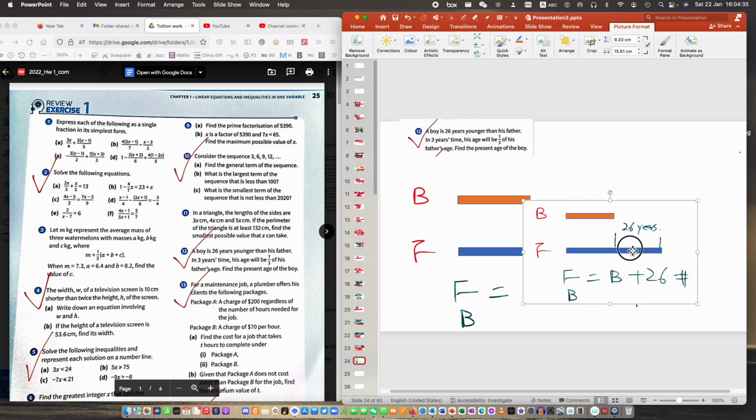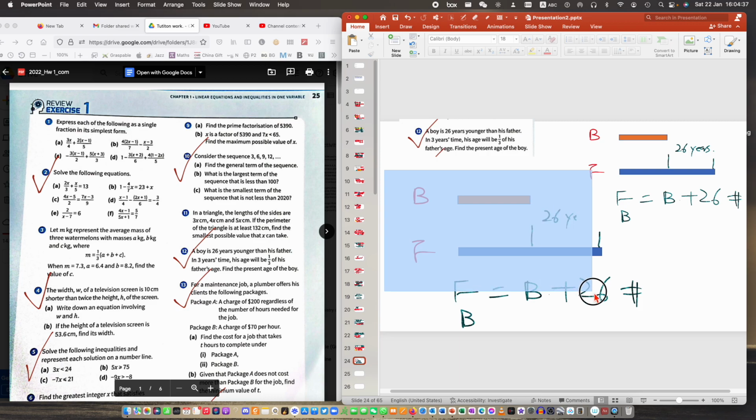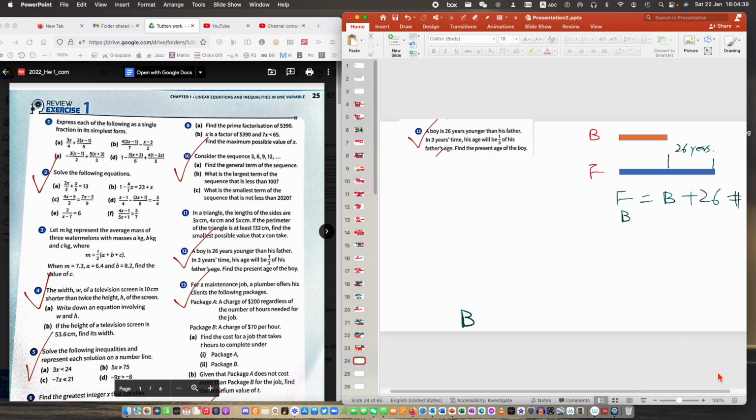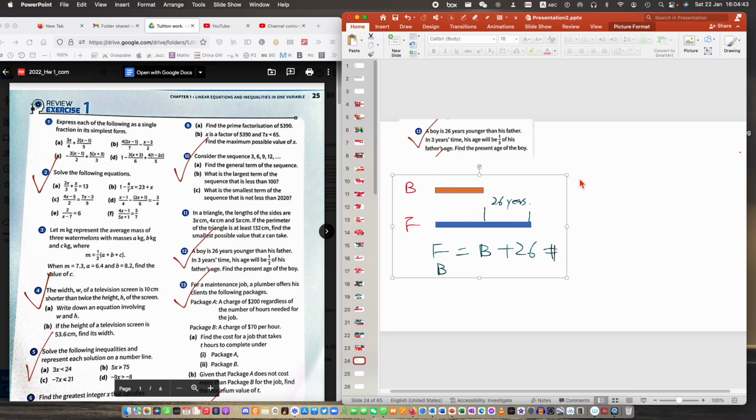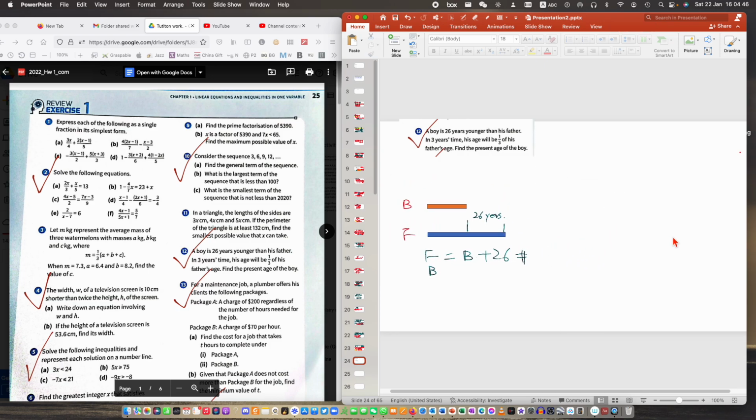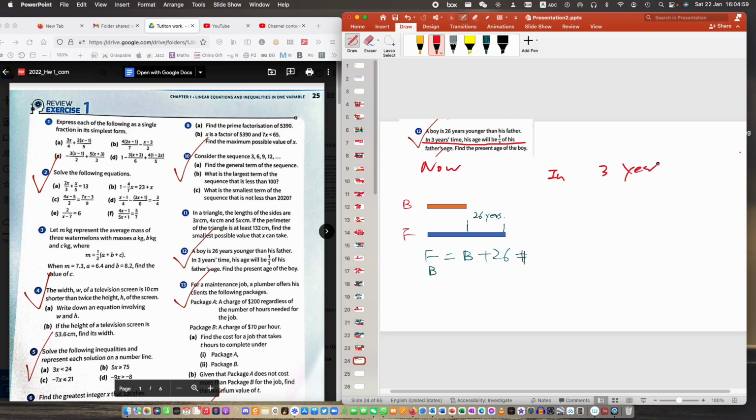Do you understand this diagram or not? Yeah. Okay, good. This is the now, right? So the second statement, which is this, in 3 years time. So in 3 years time, this is now, in 3 years time.